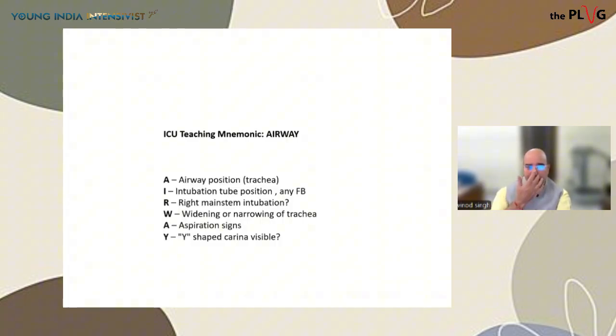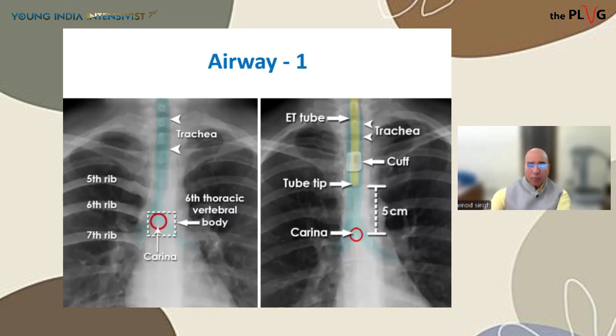The next part is the airway, and the mnemonic for the airway is A for airway, position of the trachea; I is the intubation, endotracheal tube, any foreign body; R is the right mediastinum; W is the widening and narrowing of the trachea; A is the aspiration signs; and Y is the bifurcation, the carina. These things should be looked at. This is the normal endotracheal tube position.